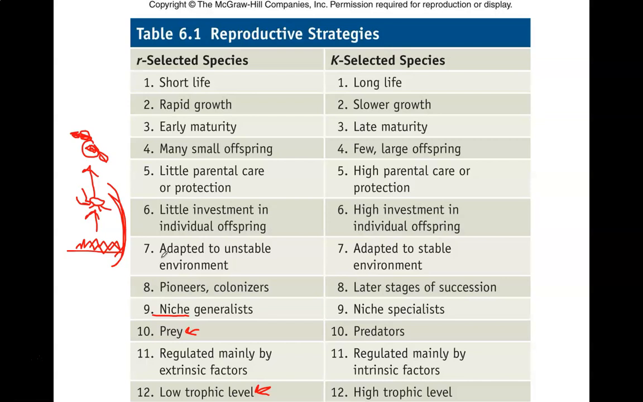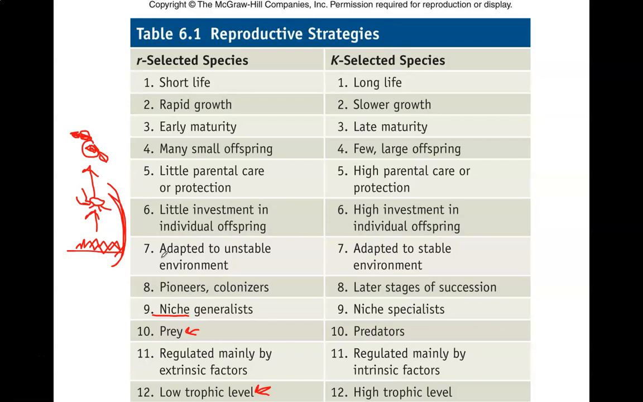So R-selected species, I've been giving you some examples of those. So those would be things like if it's an animal like an insect or a fish. But what would be an example of a K-selected species? So you may have put down humans. Humans are definitely K-selected, right?